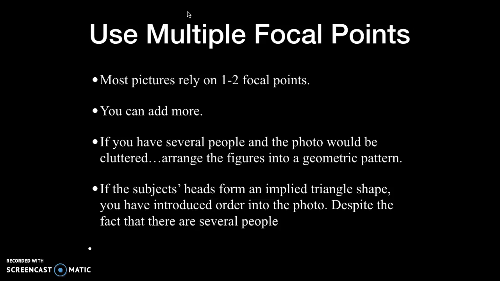So if the subject's heads form an implied triangle shape, you've introduced order into the photo, despite the fact that there are several people. This goes for plants, and for cats, and for blankets and books, and all sorts of things, not just people. It's just particularly easy to point out if you're using people.